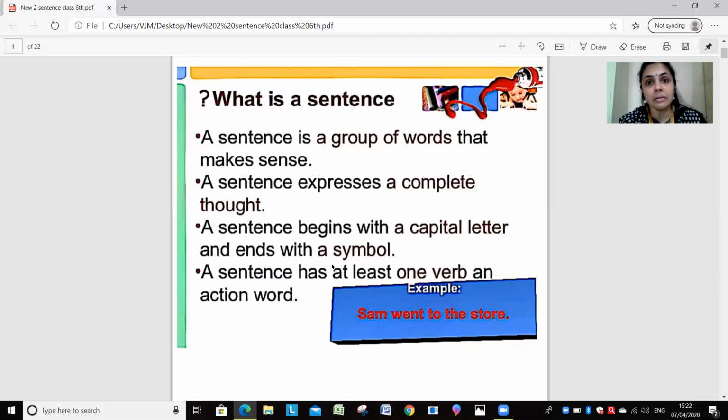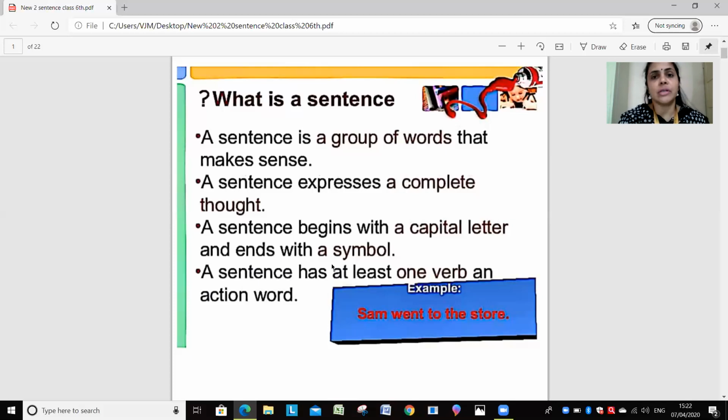Now what is a symbol here? Symbol is a punctuation mark. Basically three punctuation marks are used to terminate or to end a sentence. That is why these three punctuation marks or these three symbols are also termed as terminal symbols or terminal punctuations. Why? Because they are used to end a sentence.